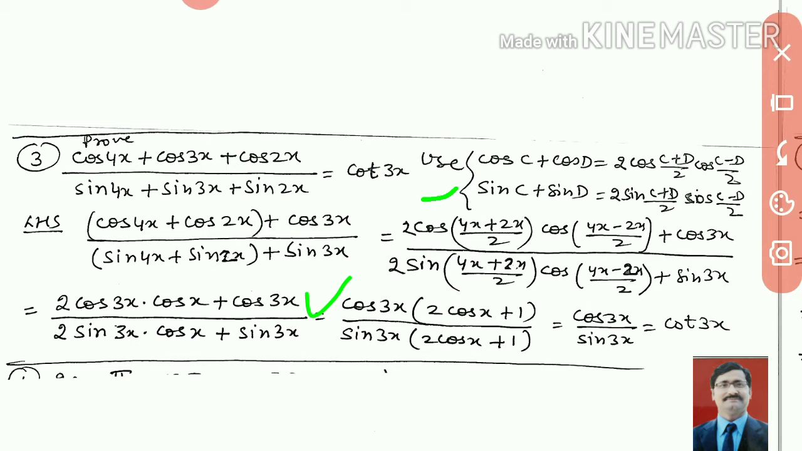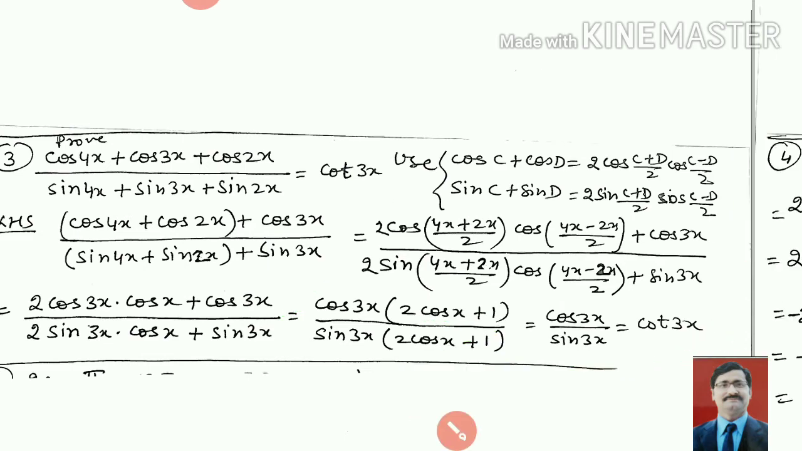Now what is common here, you check. In the numerator we have the common factor cos 3x, and in the denominator we have the common factor sin 3x. So you will get the remaining 2 cos x plus 1 in numerator and denominator, and that you can cancel. So remaining is cos 3x upon sin 3x, that you can write as cot 3x.